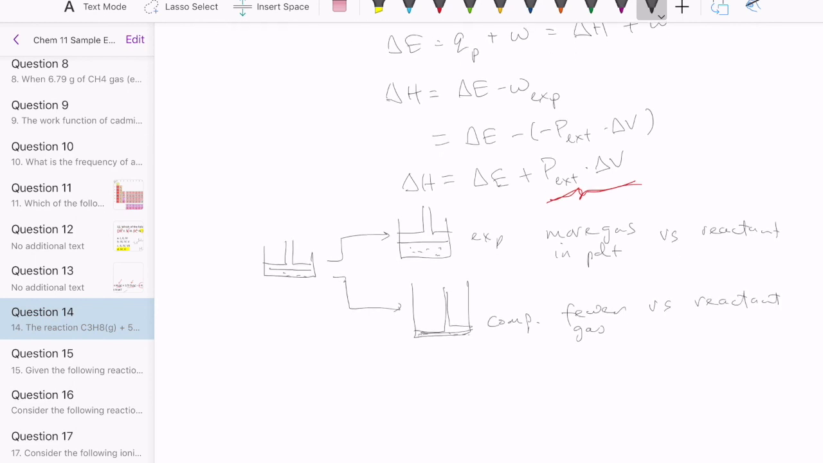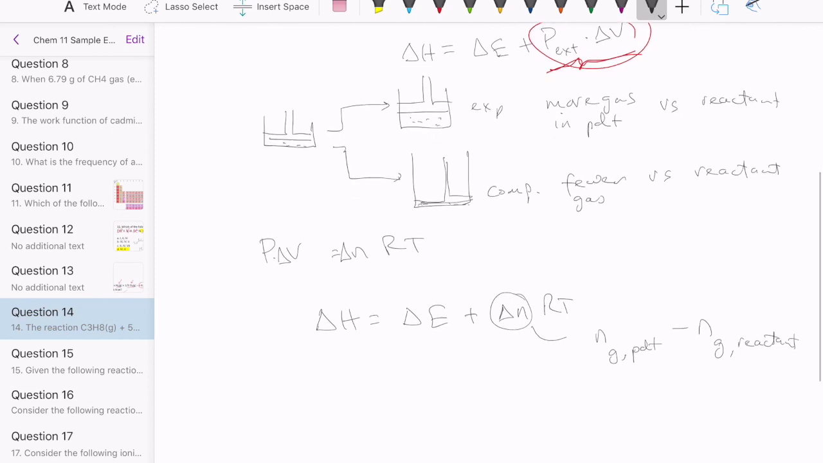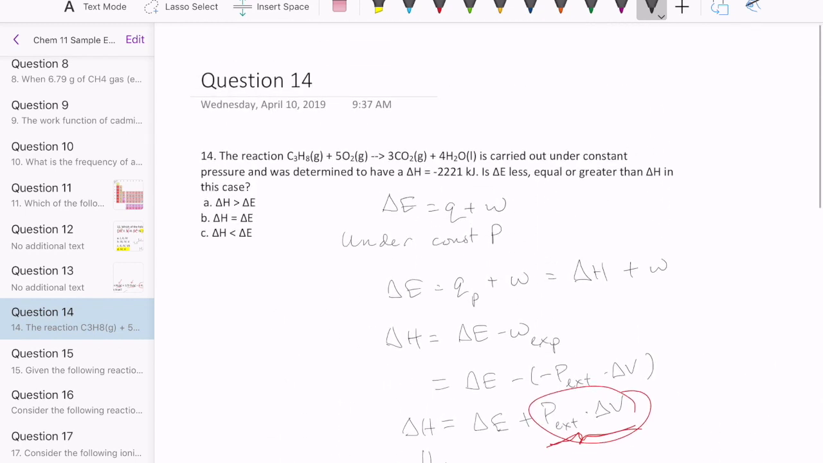Another way to think about this is we can rearrange this equation that we wrote earlier, P external delta V. So we have PV equals nRT. So if we have P times delta V, then that's just equal to delta n times RT under constant temperature conditions. So in other words, our delta H could be written as delta E plus delta n RT, where delta n here represents the number of moles of gas in the product state minus the number of moles of gas in the reactant state. And so we just have to subtract the number of moles of gas in the reactant from the product and then see if that number is positive, negative, or zero. Okay, and that's how we're going to be able to figure out what our value of delta H relative to delta E would be.